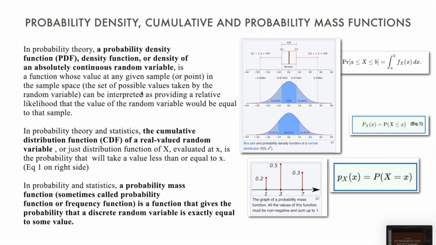For a discrete variable, the probability mass function is a function that gives the probability that the variable is equal to exactly some value. So P of X equal to x. Here a to b is for a continuous variable.